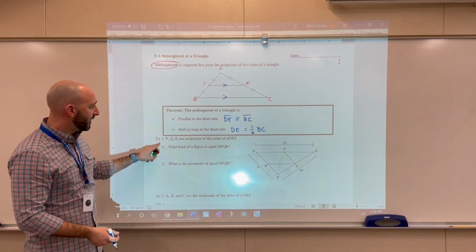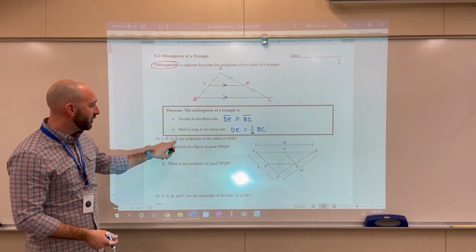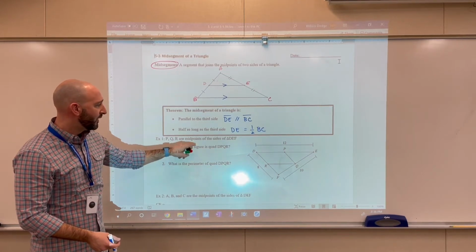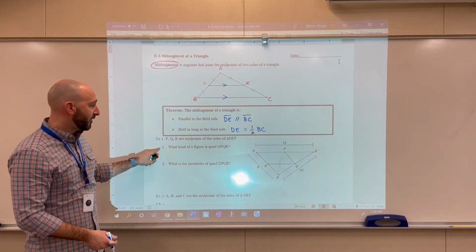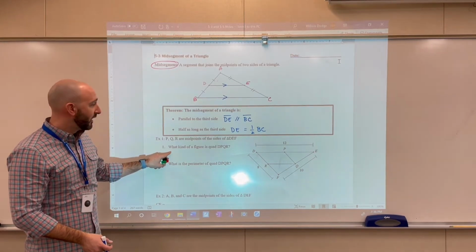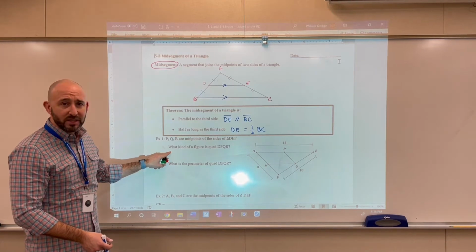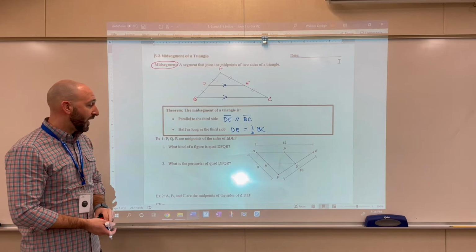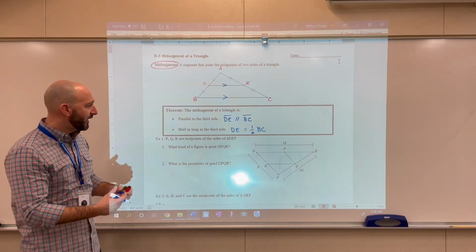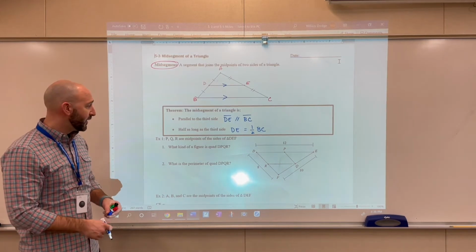Here, in example one, we know that P, Q, and R are the midpoints of the sides of triangle DEF. The first thing we want to try to figure out is what kind of figure is quadrilateral DPQR, and then what is the perimeter of that quadrilateral DPQR. So let's go ahead and label our diagram and see if we can answer these questions.